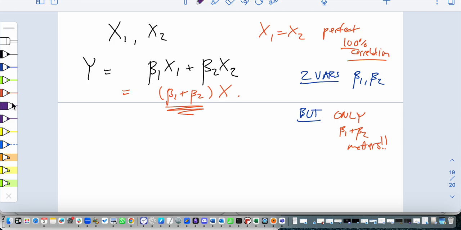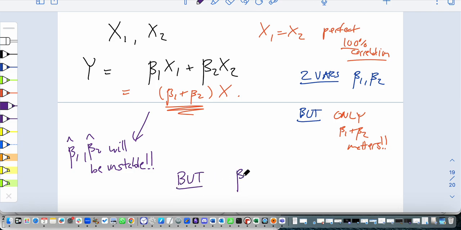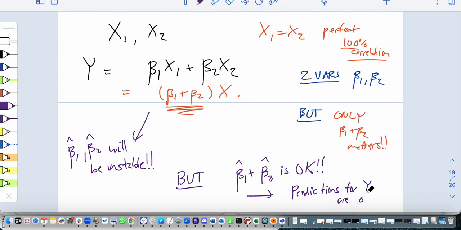So what this leads to is beta 1 hat and beta 2 hat will be unstable. And by unstable, I mean you can rerun it with very slightly changing the data, and it'll change completely. But beta 1 hat plus beta 2 hat is okay. And beta 1 hat plus beta 2 hat, that is the thing that is predicting y. So the predictions for y will still be fine. Predictions for y are okay.